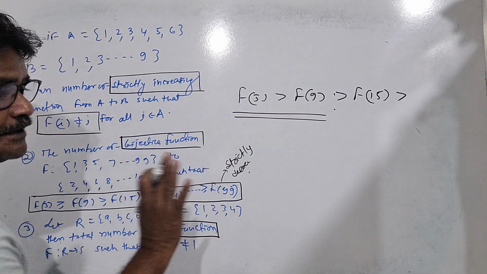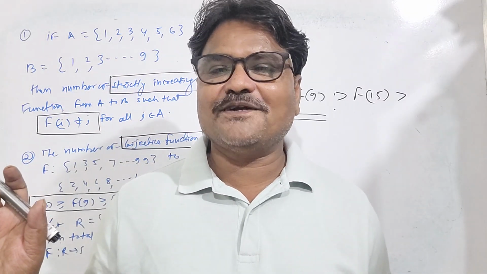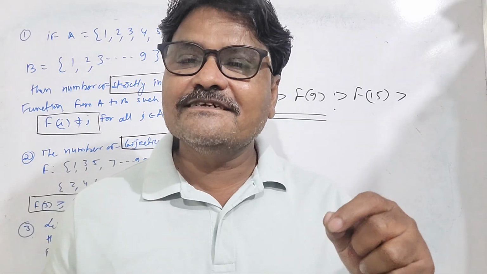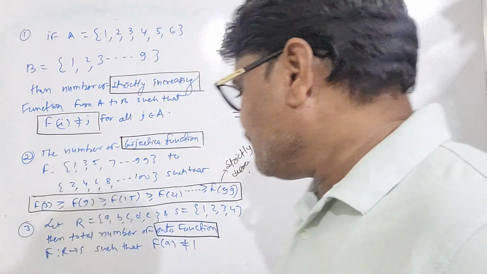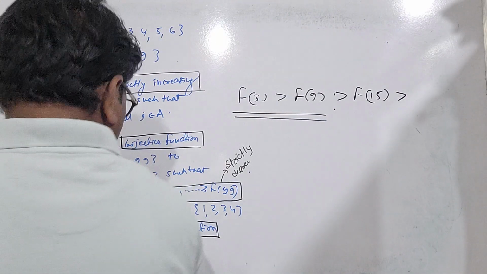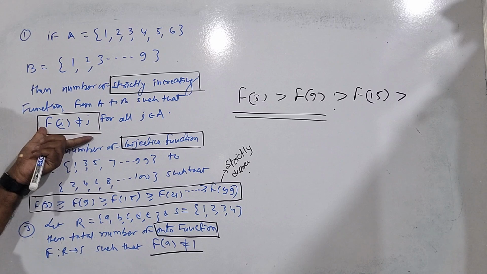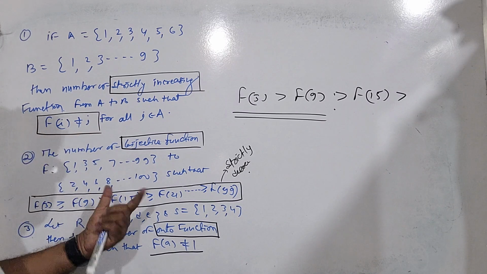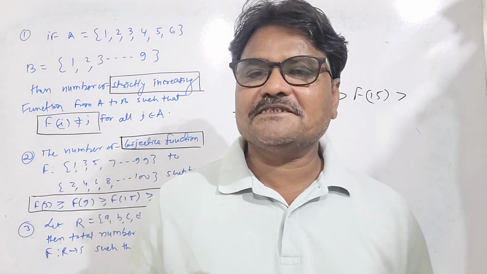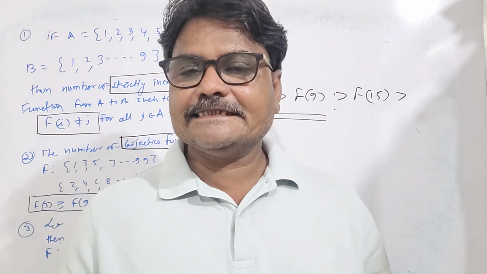But there is also a restriction. Without restriction, I have explained how to find the total number of onto functions, but they are not asking simply the total number of onto functions. They are giving some other restriction. What is that restriction over here? That f(a) is not equal to 1. So this restriction plays the important role. Such type of question they are asking. So we have to give importance to these restrictions.